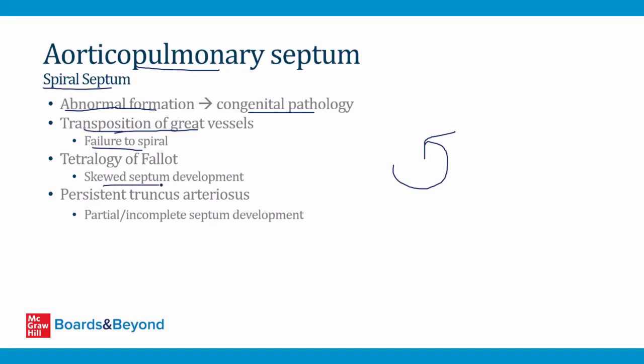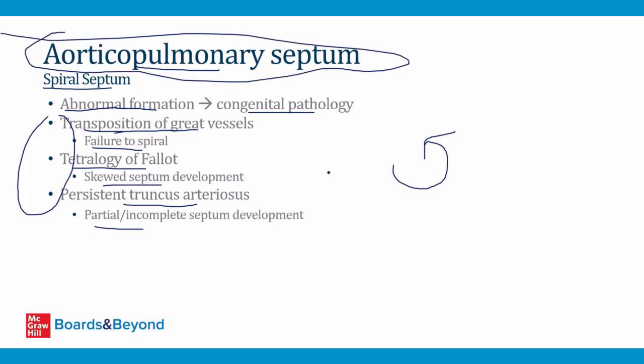If there's skewed development of the septum and it doesn't develop in the normal spot, that's how you can get tetralogy of Fallot. And then finally, if it's partially or incompletely developed, that's how you can get a persistent truncus arteriosus. And I talk about all of these congenital heart disorders in detail in another video, but what you want to remember is that they form from problems with development of the aorticopulmonary septum.